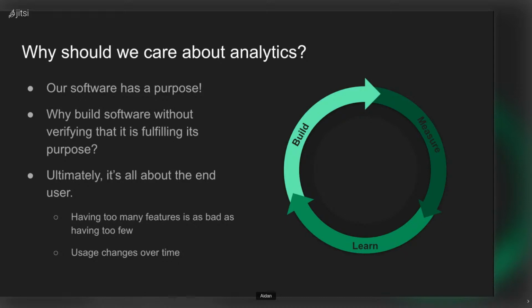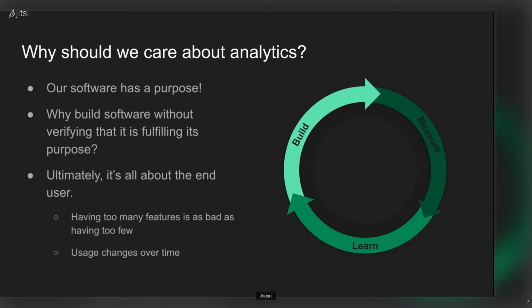And even if you do make sure that a feature works when you initially build it, that doesn't necessarily mean that it's going to keep fulfilling the purpose over time. People's usage changes, people's needs change, and it's a constant cycle. We're constantly evaluating our work and our products and our code, and making sure that it's continuing to fulfill its purpose. And most of the time, we see this represented by this build, measure, learn cycle.